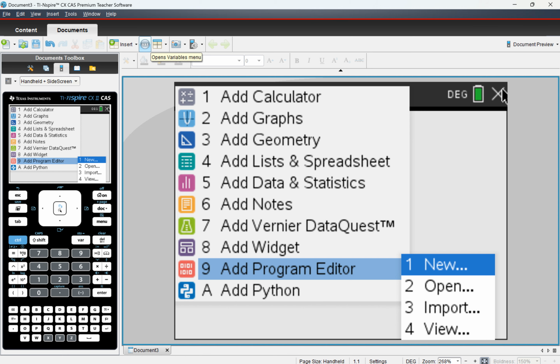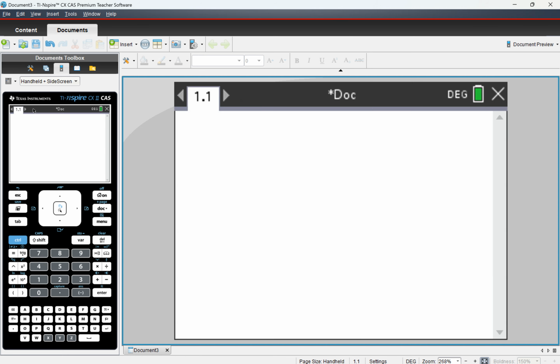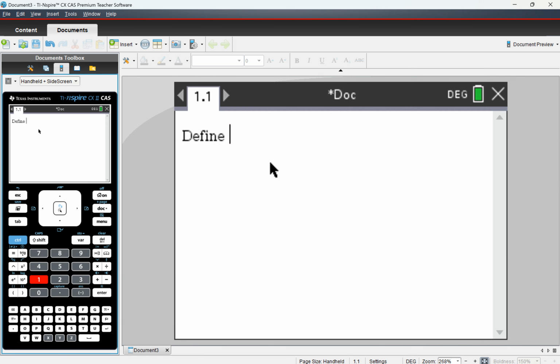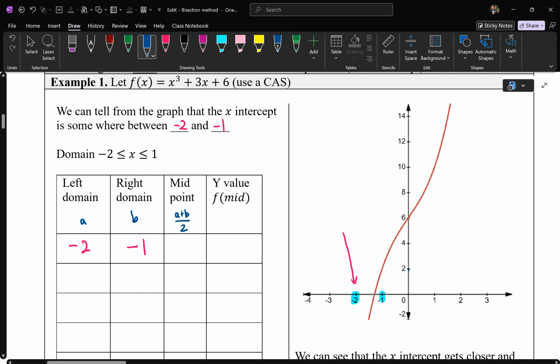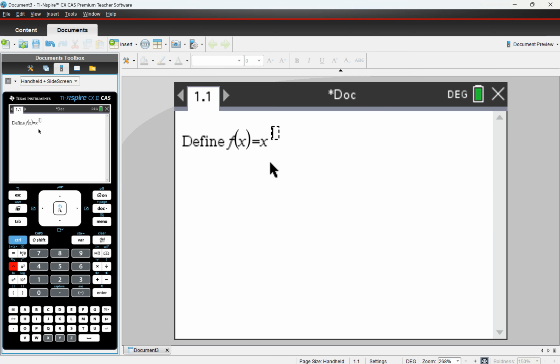Let's start off with a calculator. So tap on calculator. Why am I doing that? Because we're going to define the function. I don't want to type x cubed plus 3x plus 6 all the time. So let's go to menu, 1, define, f of x equals, now what's your function? It was x cubed plus 3 times x plus 6, was it? Yeah, plus 6. To define that, press enter.